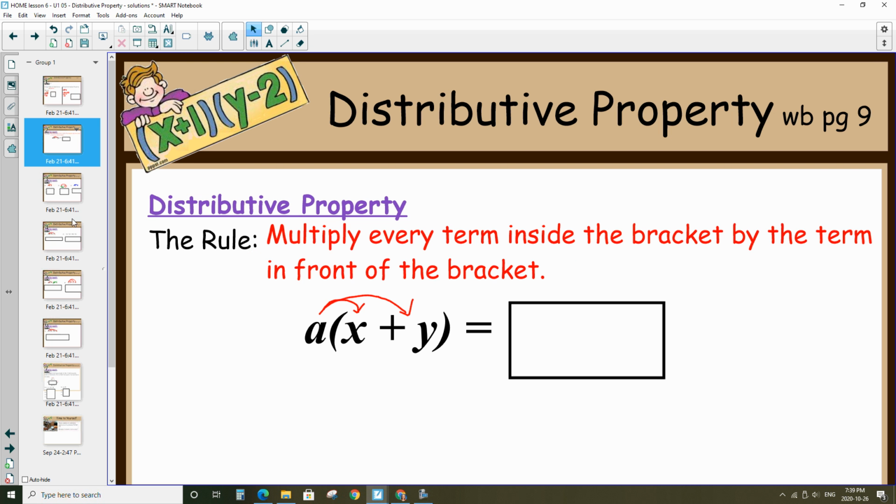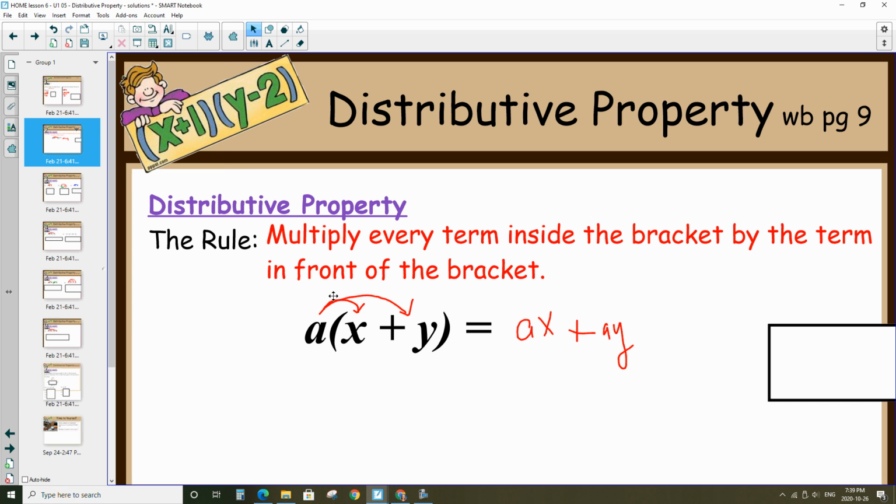I'm going to focus on the distributive property today because we're going to be introducing variables. So the rule is multiply every term inside the bracket by the term in front of the bracket. Here we are multiplying a monomial by 2 terms inside the bracket, so 2 other monomials. So it's a times x and then a times y, and that eliminates the brackets.